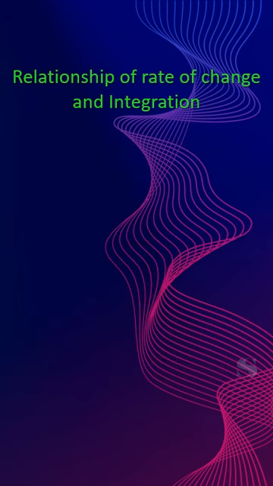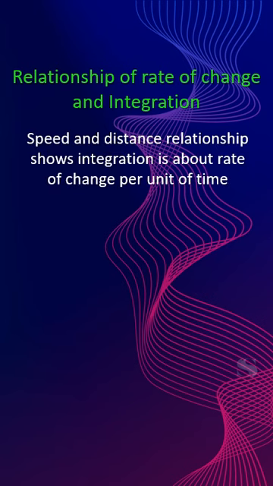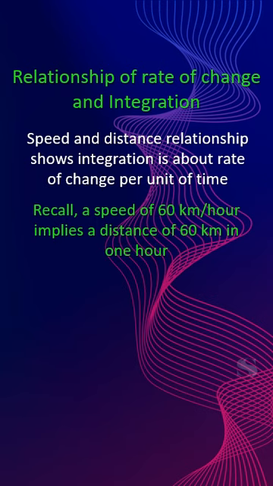Relationship of rate of change and integration. The speed and distance relationship also shows how integration is about the rate of change per unit of time, multiplied by the number of units of time under consideration. In the speed-time graph, if, for simplicity, we take 1 minute as the unit of time, then the average speed in every minute is the actual distance traveled in that minute. Recall, a speed of 60 km per hour implies a distance of 60 kilometers in 1 hour, and over 3 hours it becomes 3 into 60, that is 180 km of distance.